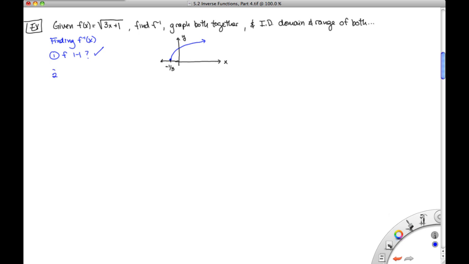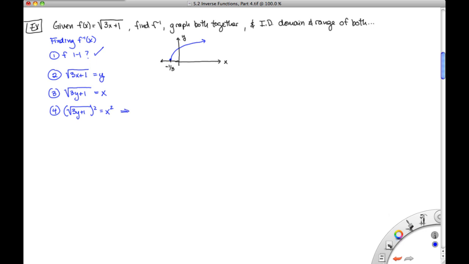So if we go to step 2, now we go through the process of solving this. So we'll take the square root of 3x plus 1, and we'll set it equal to y. Then we'll go ahead and swap the x's and the y's in step 3. And then in step 4, we'll go about solving this. Well, the first thing that we should do, again, as with the last example, let's go ahead and square both sides. So if we square both sides of this equation, we'll essentially be canceling out or undoing the square root here.